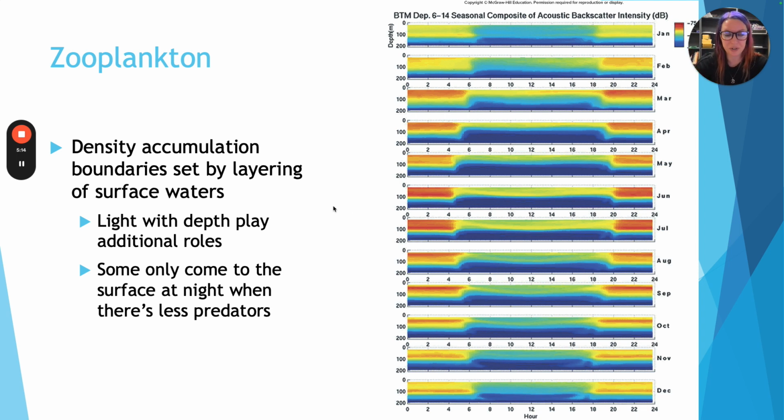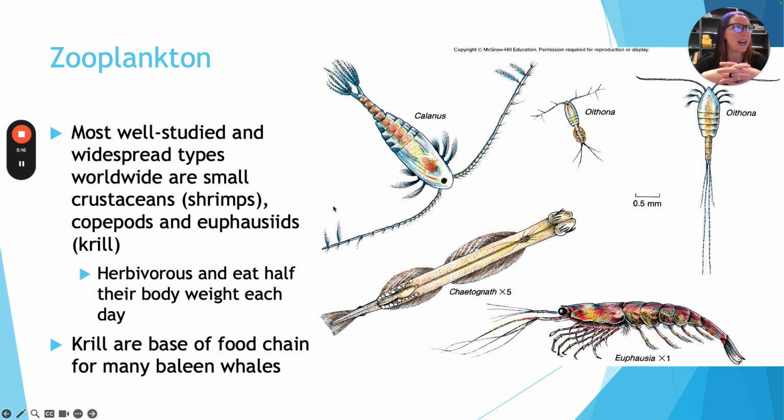Now going into some different examples of zooplankton. Zooplankton tend to be the most well-studied and have widespread types worldwide, which are small crustaceans, which you may know as shrimps, copepods, and euphausids. The common name for euphausids is krill. These types of zooplankton are herbivorous, and they can eat half of their body weight each day, which is pretty wild. And then krill are the base of the food chain for many baleen whales.